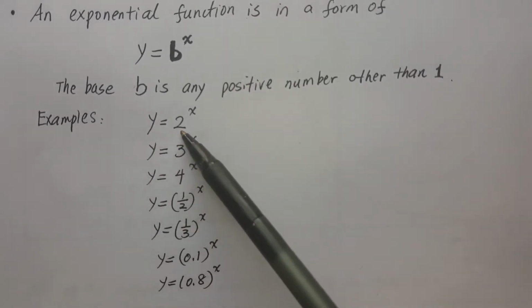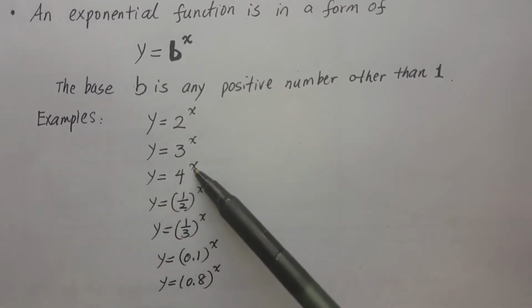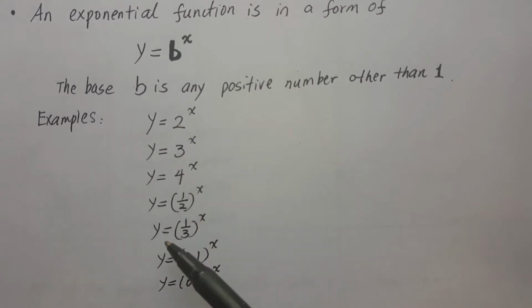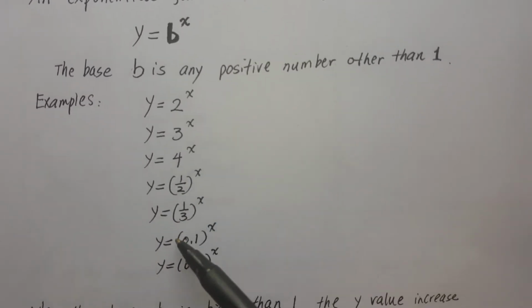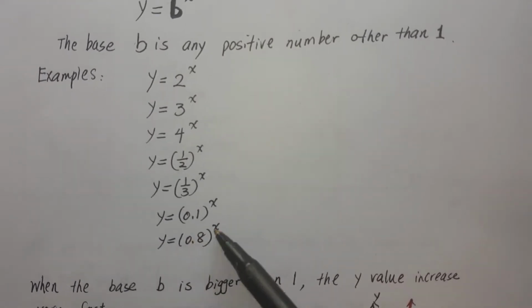Y equal to 2 to the x, y equal to 3 to the x, y equal to 4 to the x. So these are bigger than 1 as a base. 2, 3, 4. Now the following will be the base that's smaller than 1, but still positive. Y equal to half to the x, y equal to 1/3 to the x, y equal to 0.1 to the x, y equal to 0.8 to the x.